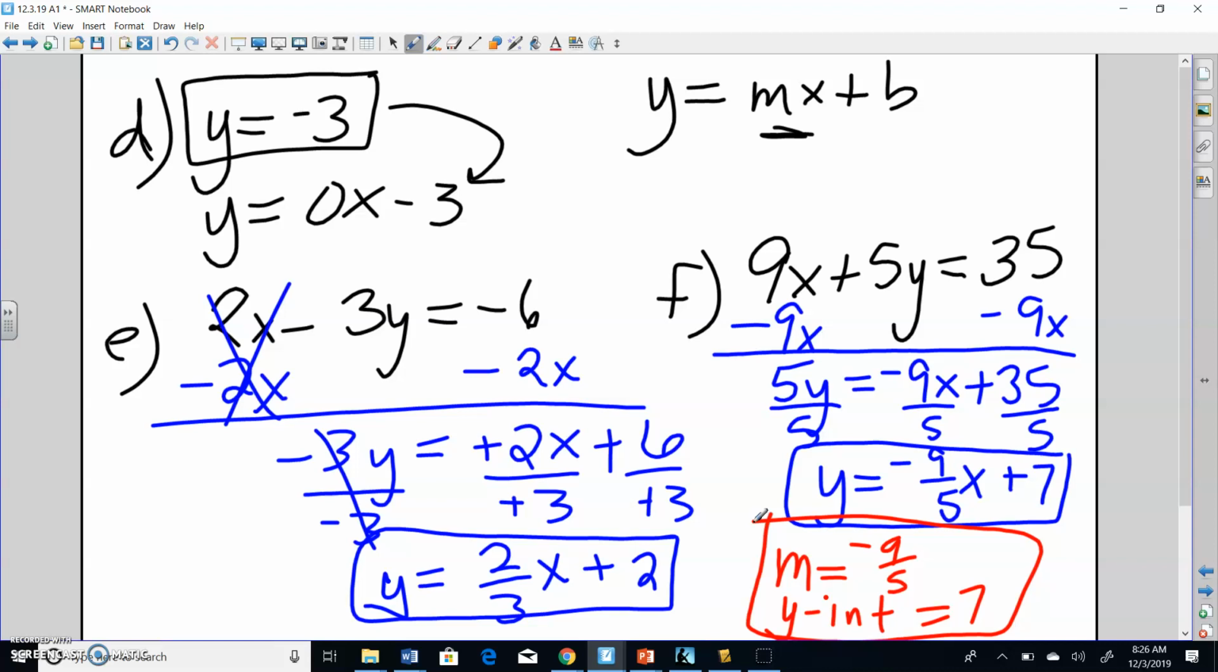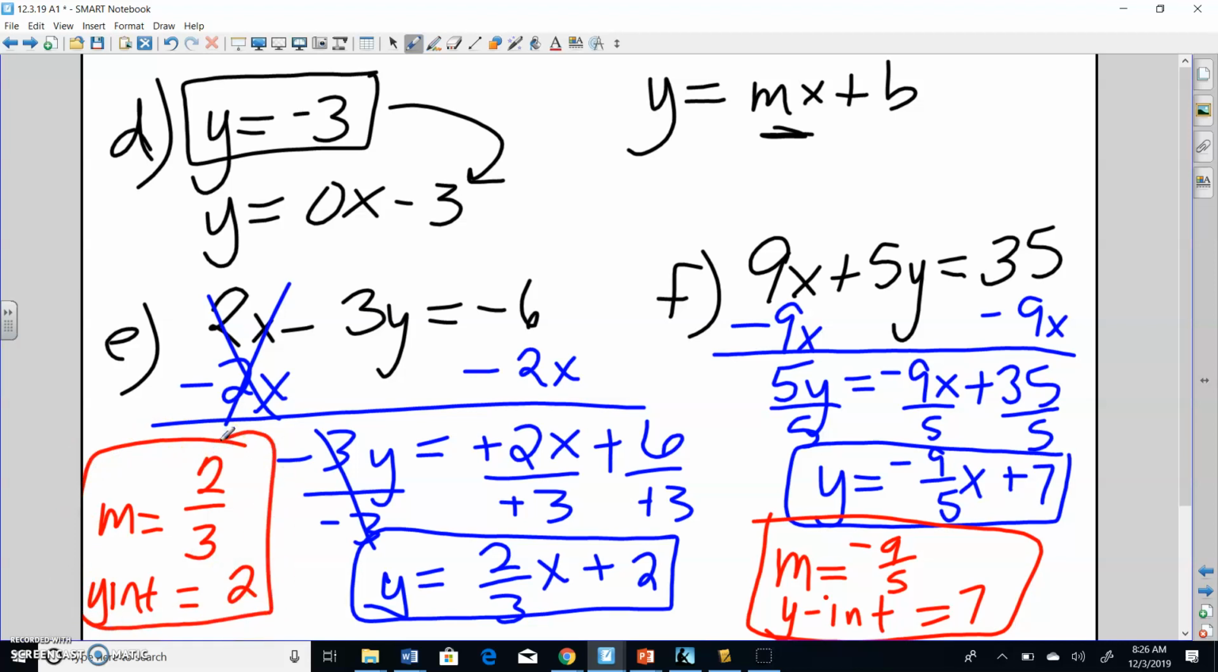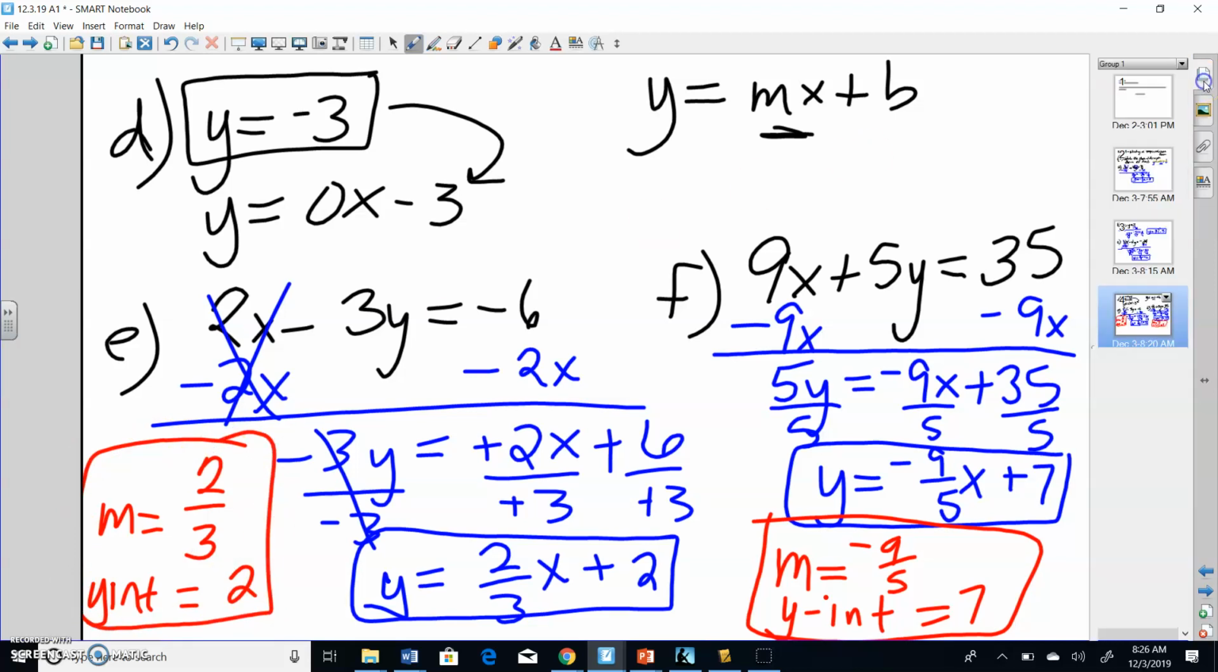Let's go backward to example E. What's your slope and y-intercept here? Tyrese, on example E, what's the slope? 2/3, very good. And what is the y-intercept, Abby? 2. Let's keep moving backwards.